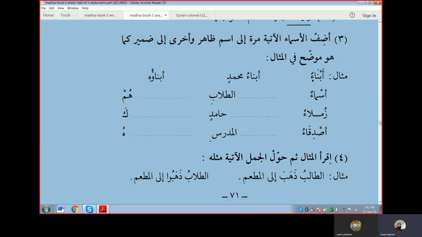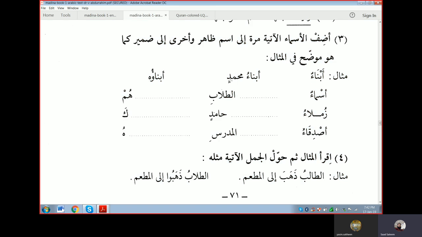Ism zahir, the noun which is written here. So he is asking you to add these nouns to these nouns. Then after that, the other to a pronoun: then add these nouns to their pronouns. So this is an easy question. For example, abna'un means sons, abna'u Muhammadin, son of Muhammad, abna'uhu, his sons.